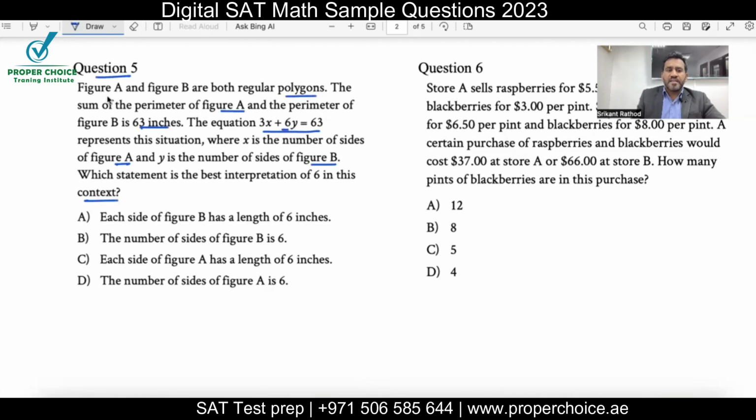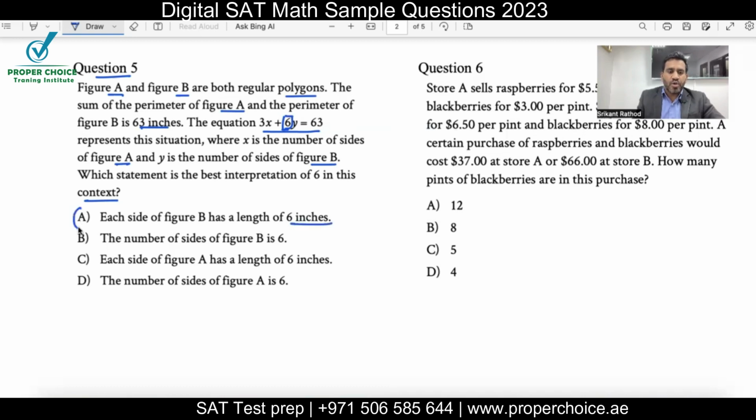As they clearly said, there are two figures A and B and their perimeter is equal to 63, meaning the sum of all the sides adds up to 63. So what is this 6 representing? 6 will be representing the length of each side of polygon B, because there are y number of sides, and y multiplied by the length of each side gives me the perimeter of figure B. Similarly, 3 multiplied by the number of sides of figure A gives me the perimeter of figure A. The question asked what this 6 is representing in this context. 6 is basically each side of figure B having a length of 6 inches.